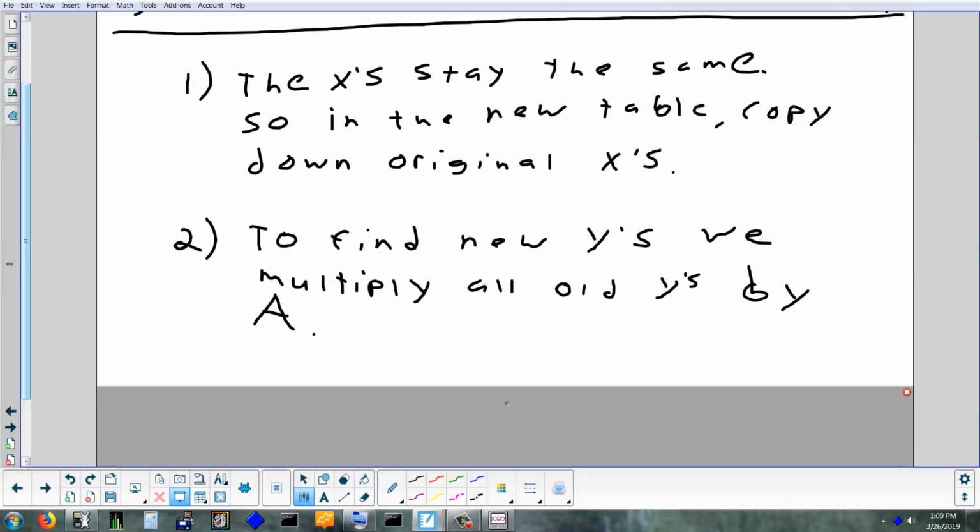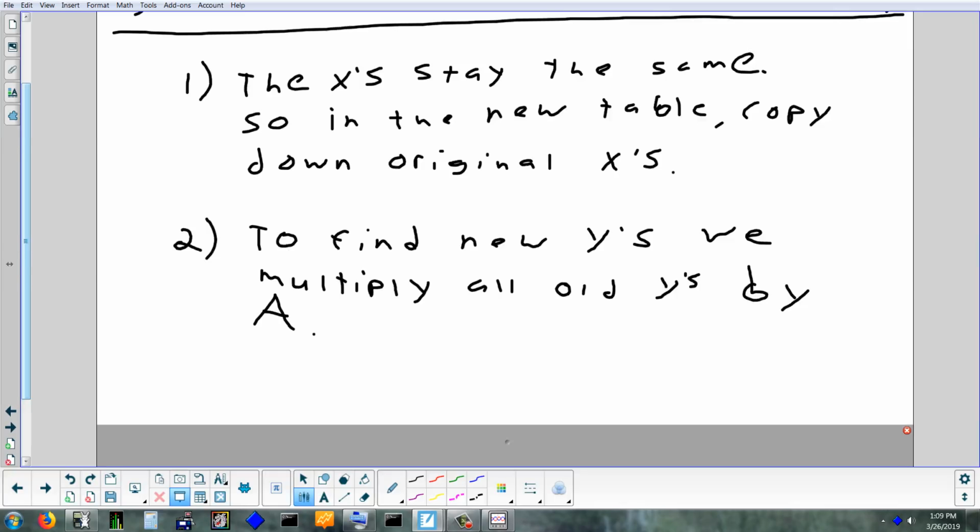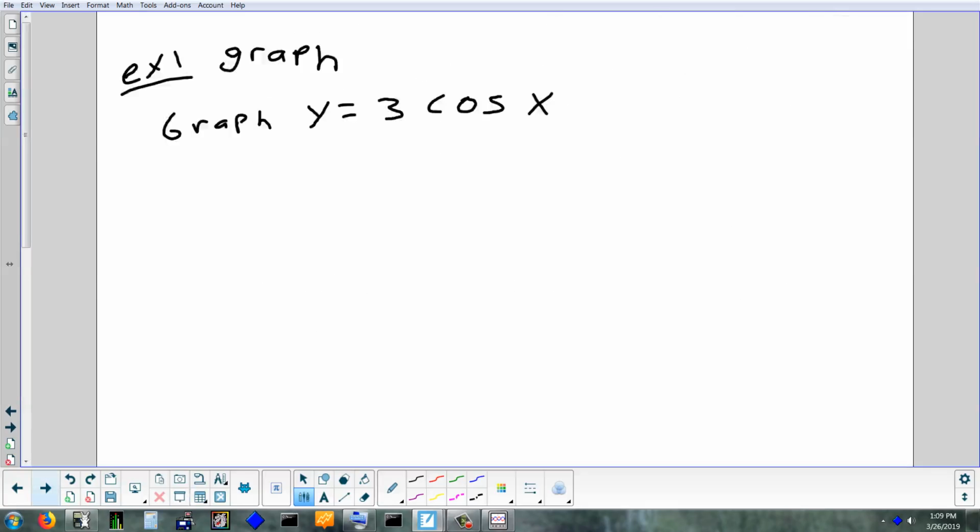Okay, so any questions on step 2? Step 2, very easy arithmetic because the old y values are 1s and 0s, and negative ones. So all you have to do is multiply by a 1, a -1, or a 0. Okay, so arithmetic, very easy. Okay, so let's graph 3 cosine x.